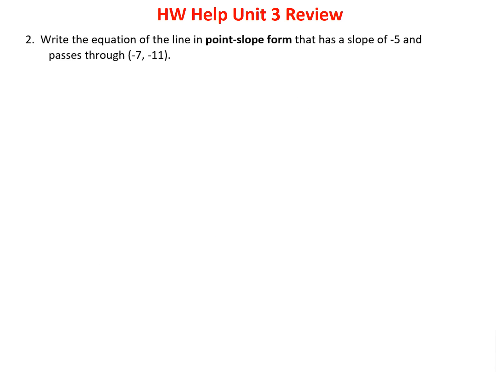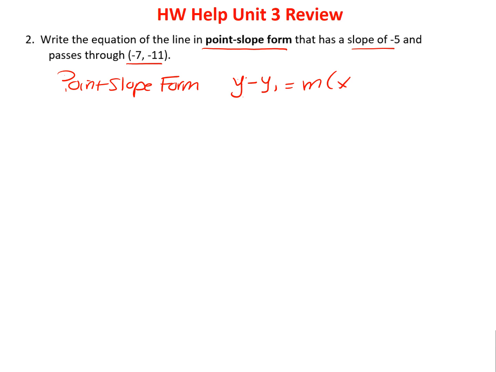Problem 2 asks us to write the equation in the point slope form for a line that has a slope of 5 and goes through the point (-7, -11). Now remember, the point slope form looks like this: y minus y1 equals the slope times x minus x1.